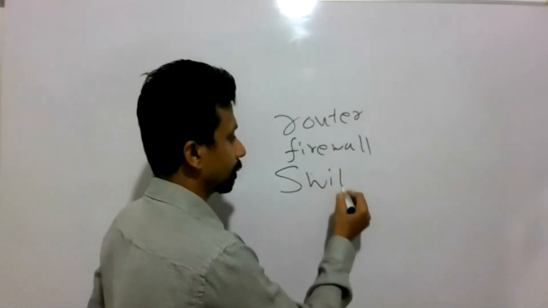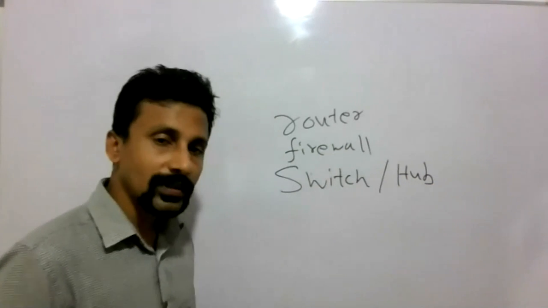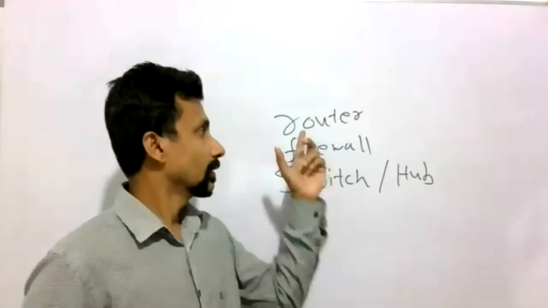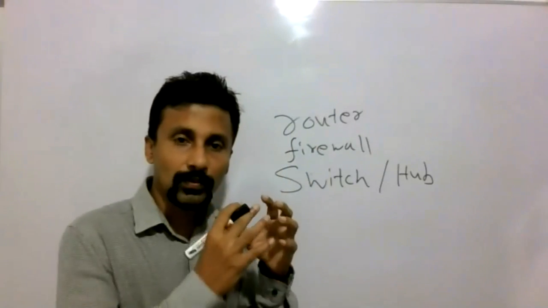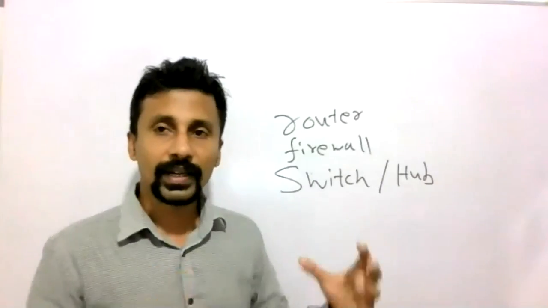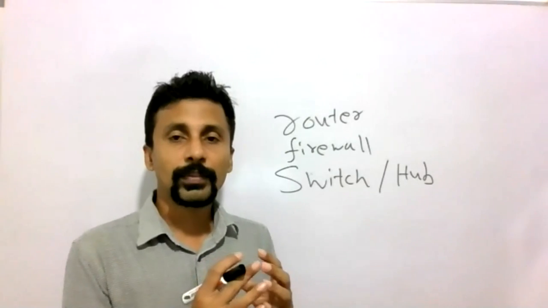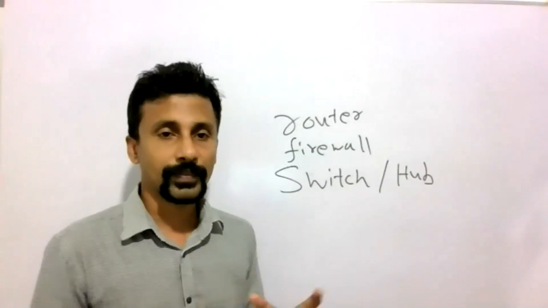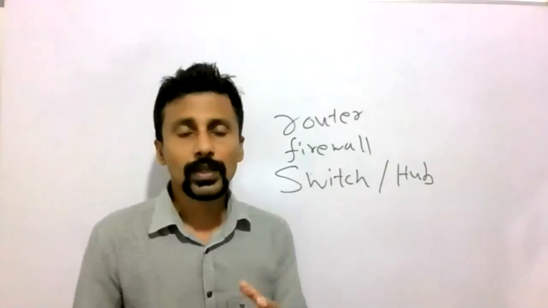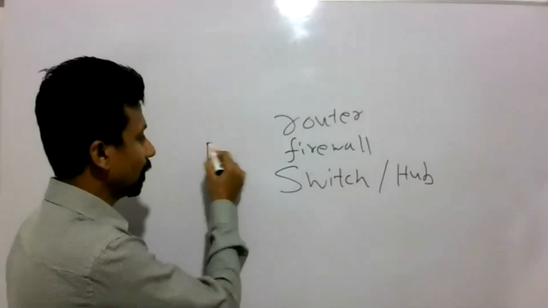Then there is the switch or hub. Switch and hub both are used to connect computers together. Now, see the difference. A router is used to connect one network to another network, like our home network connecting to the internet, two different networks. But switch and hub we use to connect computers together. So what is the difference between the switch and hub?